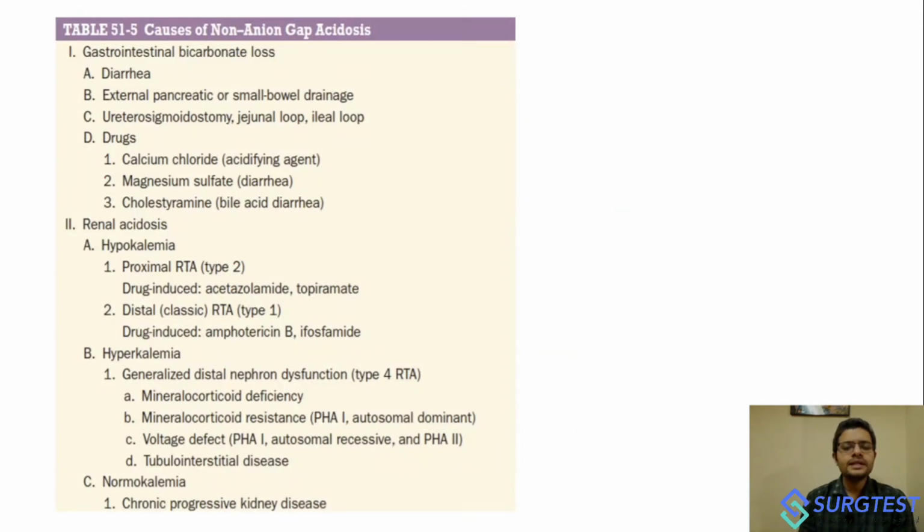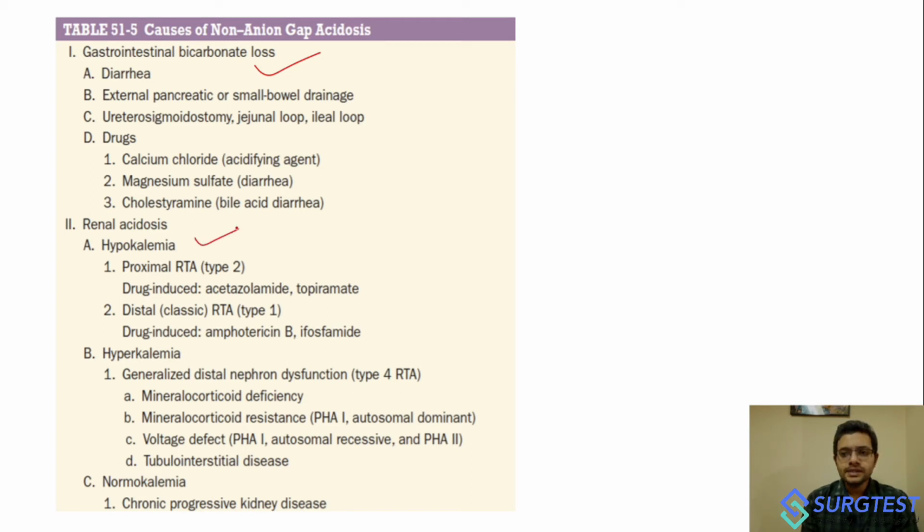So just going through the tabular column given in Harrison's 20th edition, you can see that the causes of non-anion gap acidosis are there in chapter 51, table number 5. There is a gastrointestinal bicarbonate loss that could be either due to diarrhea or an external pancreatic or small bowel drainage like in surgeries, or a connection between the GI system and GU system, that is a ureterosigmoidostomy, a jejunal loop or an ileal loop, or certain drugs like calcium chloride, magnesium sulfate and cholestyramine, which is a bile acid sequestrant.